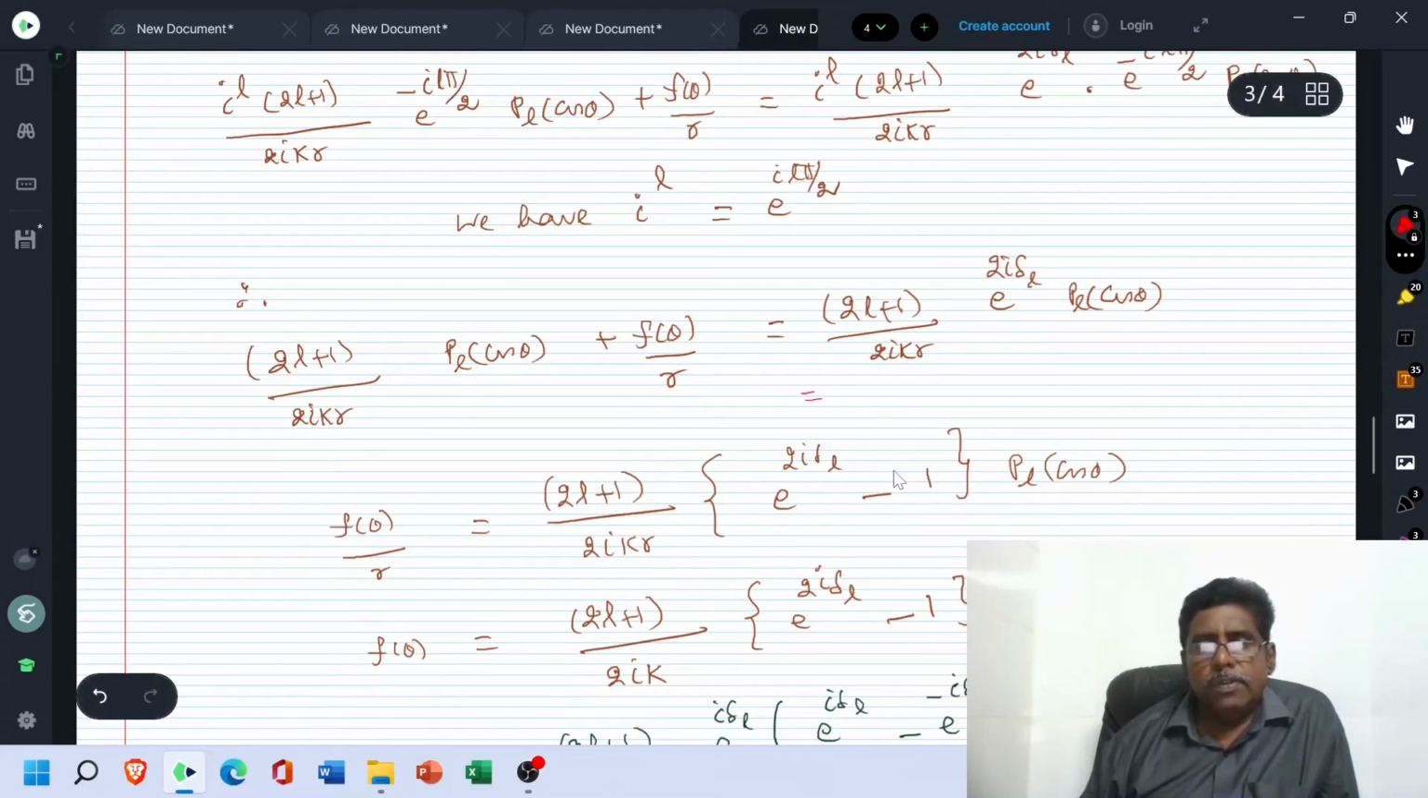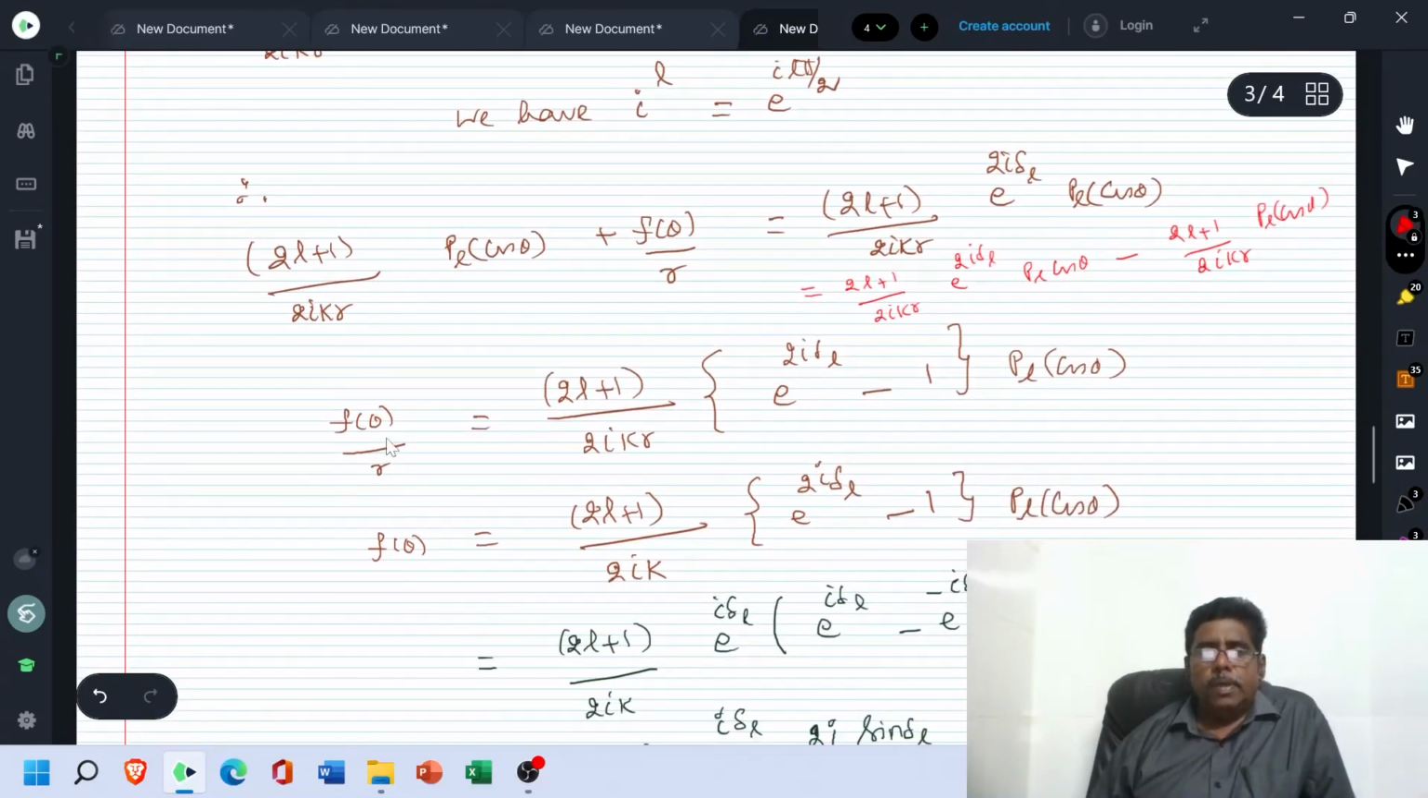The intermediate stage is the summation of (2L+1)/(2ik) e^(2iδL) PL(cos θ) minus (2L+1)/(2ik) PL(cos θ). Here, take out (2L+1)/(2ik) PL(cos θ) as a common term. The rest of the term is e^(2iδL) minus 1.